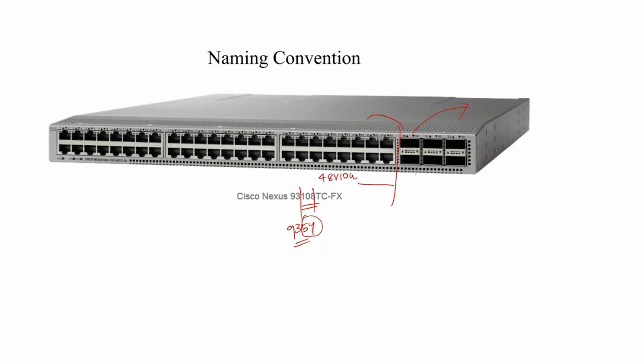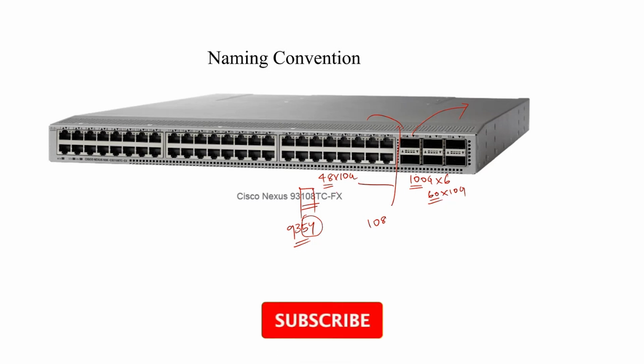Here, each of these interfaces is 100 gig, and you have 6 interfaces. So how many 10 gig interfaces do you have here? You have 60 10 gig interfaces. Got it? If you add 60 plus 48, then you get 108. That is what they have mentioned here in terms of the 10 gig interfaces.